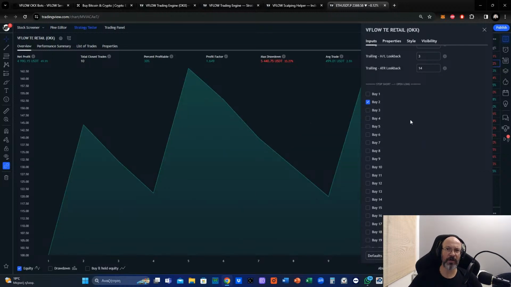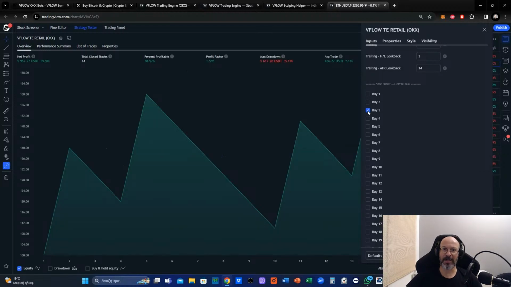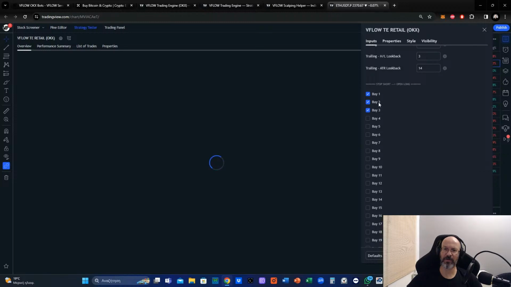Buy two, very, very good. We have 49%, 10 trades, 30%. It's low, so we move on to buy three. I'm going to do this process with all the buy factors, and we are going to note down which are the best. Actually, we see that even buy 1, 2, and 3 are very good buy factors.